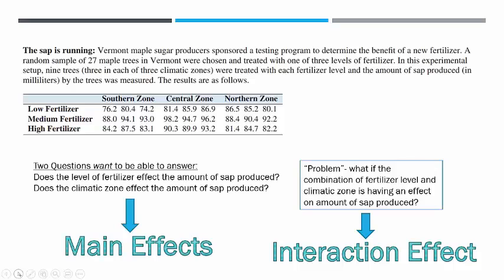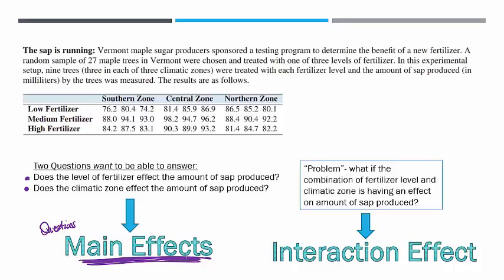And so, if you read through this example again, you can see that there are really two different main questions. These questions are referred to as the questions about the main effects, right? We've got two explanatory variables, so there are really two questions. Does the fertilizer, or the level or type of fertilizer, affect the amount of sap produced? And the second question is, does the climate zone affect the amount of sap produced? So those are the two big questions that we generally want to ask when we have these types of experiments or studies done.